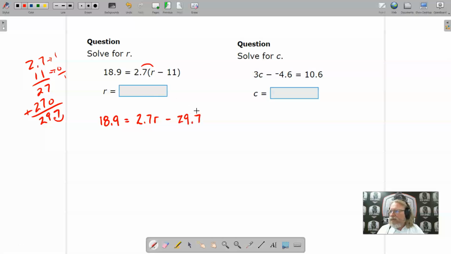All right, so now I have this 29.7 that's tied through subtraction, so we're going to use addition. Or if you want to look at it this way, this is plus a negative 29.7. So we're adding 29.7 to get rid of it on that side. But what we do to one side, we have to do to the other side. So these will cancel each other out, leaving us with 2.7r.